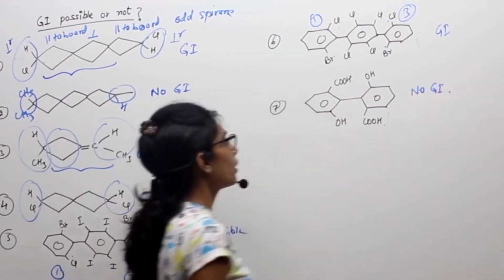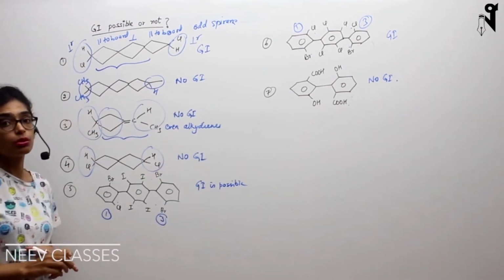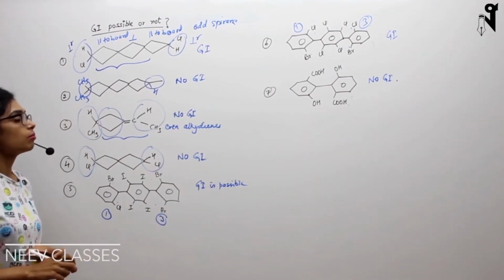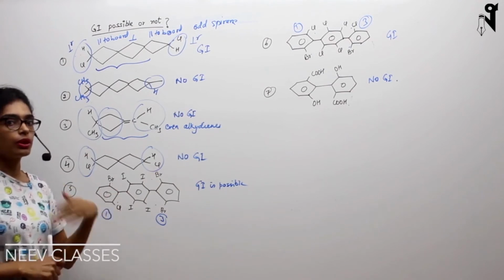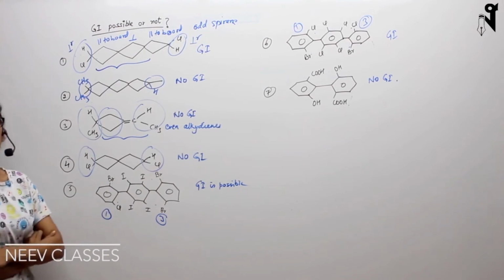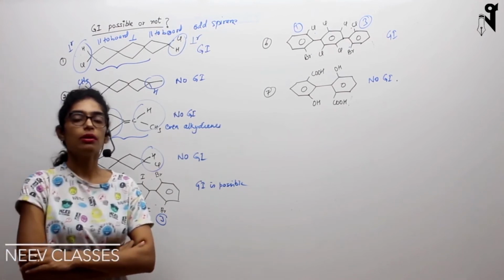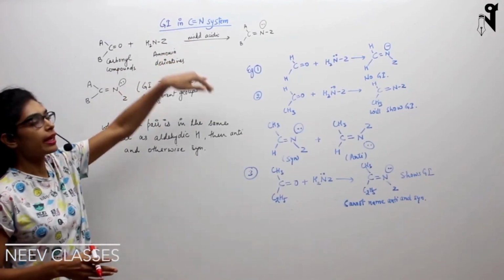So I hope you would have got it. If you have not got it, you have to go through the older video to get much more clarity, because this is just the last part of the whole older video that we have covered. Now we will talk about geometrical isomerism in carbon double bond nitrogen structure. Now let's understand GI in C double bond N system.